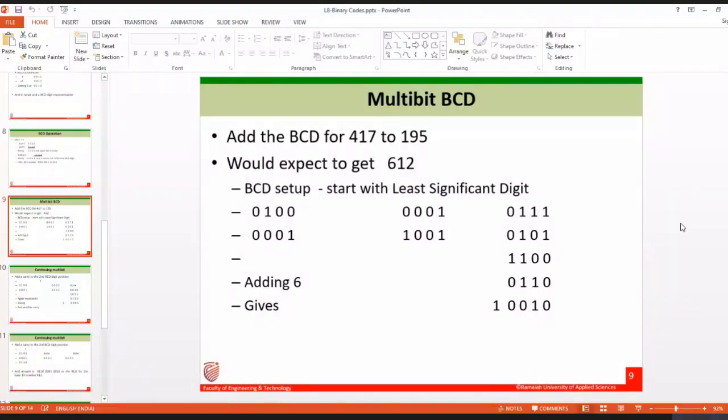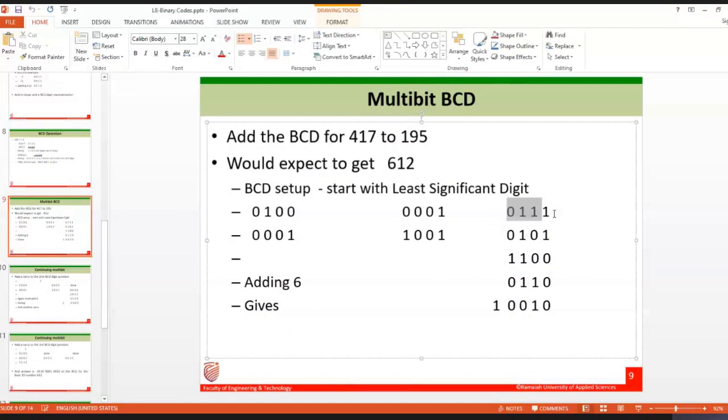Can you see the slide? Yes, sir. Now you see, add the BCD 417 to 195. We know that when you add it, it is nothing but 612. Now see how he has separated. 4 is written as 0100, and 7 is written as 0111. Now see 195. This is 1, this is 9, and this is 5. Obviously you need to get 612. So how do you get that?